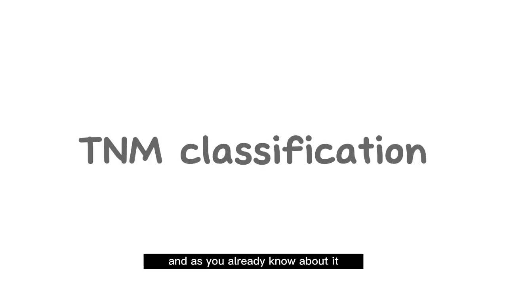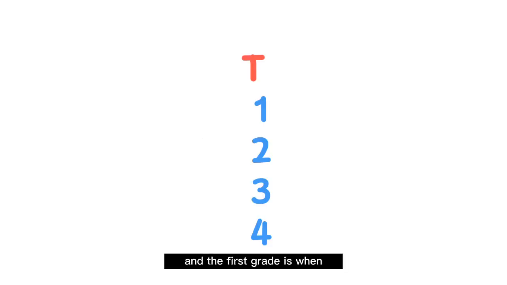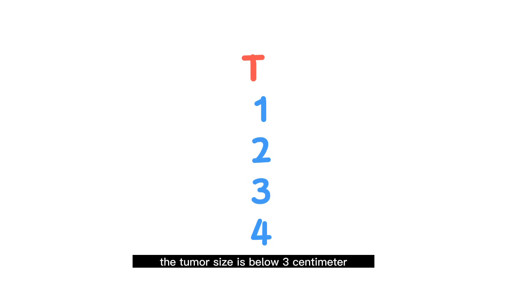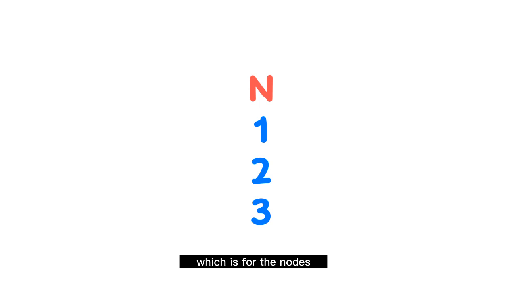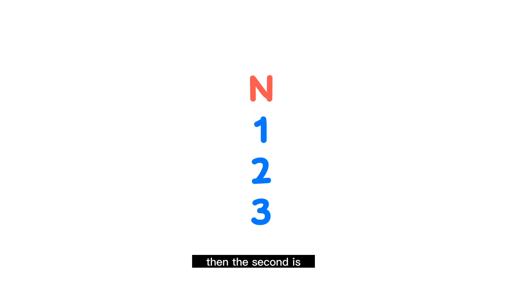Now for the staging of lung cancers, we use the TNM classification, and as you already know, in the T we have 4 grades. The first grade is when the tumor size is below 3 cm, then the second grade is when the tumor size is between 4 to 7 cm, then the third is when the tumor size is above 7 cm, and then the fourth is when it has invaded the local organs. Now in the N, which is for the nodes, grade 1 is when it has spread to the local lymph nodes, then the second is intermediate, and then the third one is when it has spread to the distant lymph nodes.